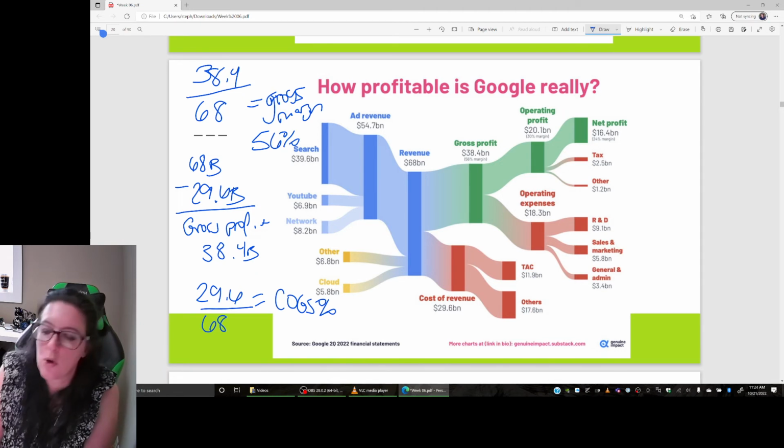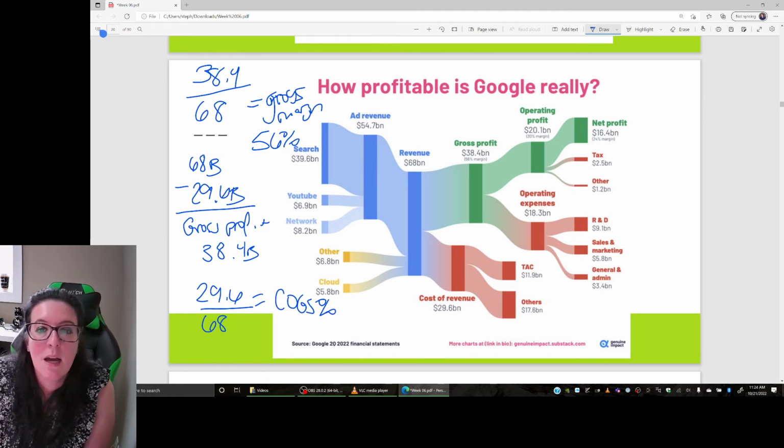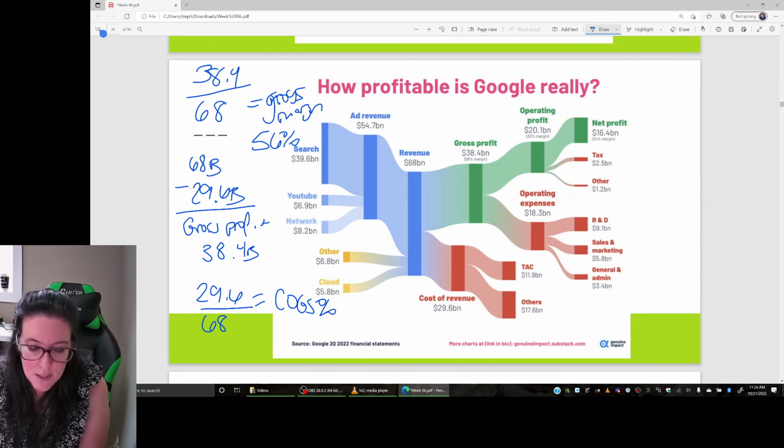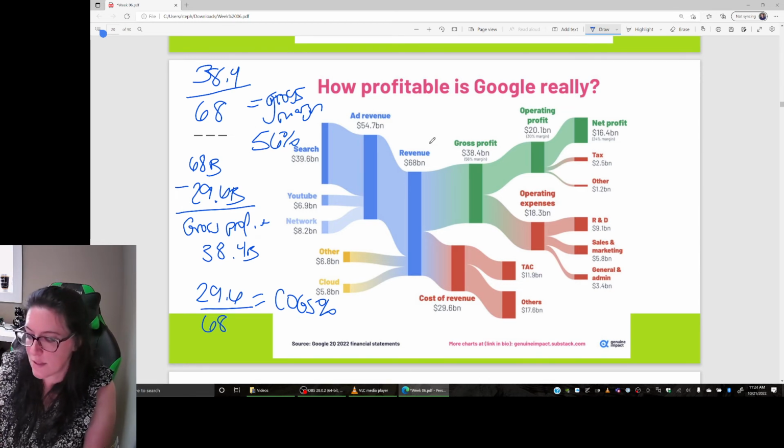So notice Google, which is providing services, has a much higher gross margin. And in fact, Google has a higher gross margin than all of the other examples we've looked at so far: Amazon, Apple, Microsoft, and Tesla.